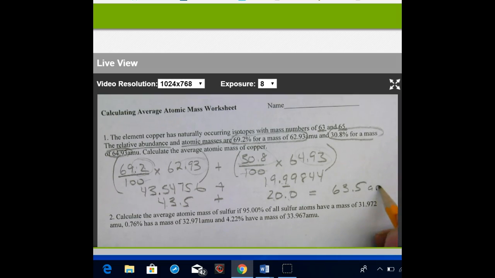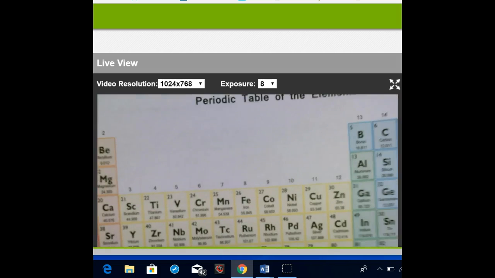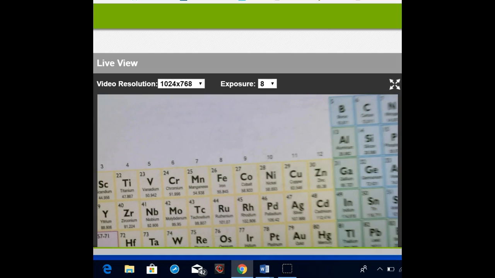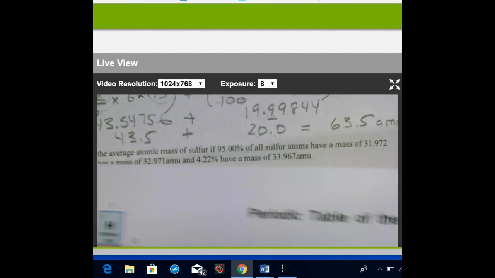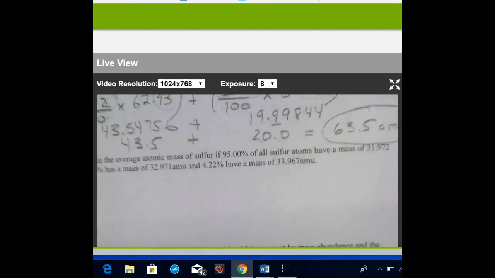And then the unit is AMU. So that should be the average atomic mass of copper. If we then get our periodic table and look at it, we can see if we're close. It might not be exact, because they might use some more accurate numbers, but it should be close. If we look at copper, we see it's 63.546, and we have 63.5. It's perfect. So that's how you do those.